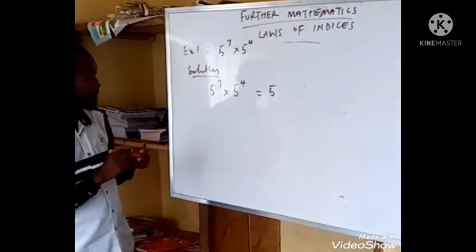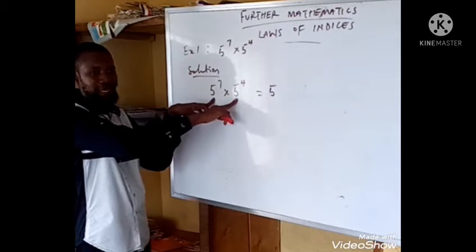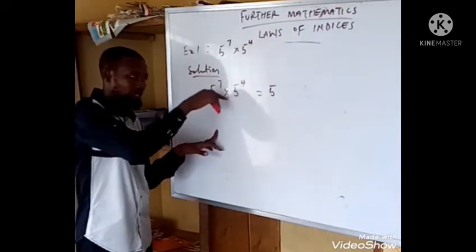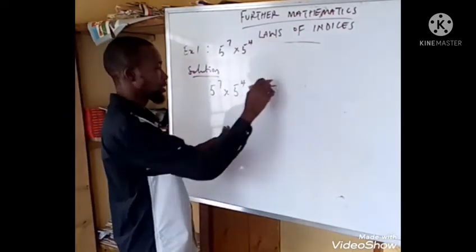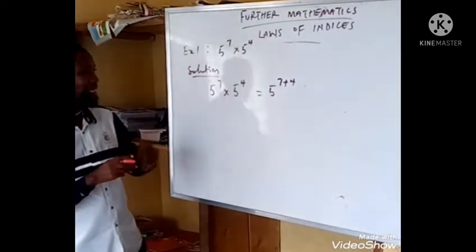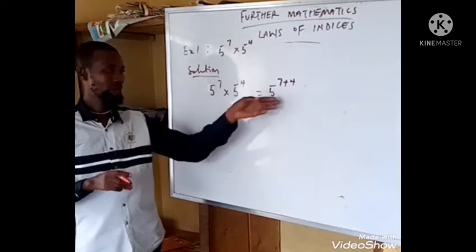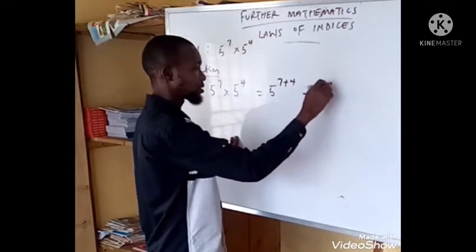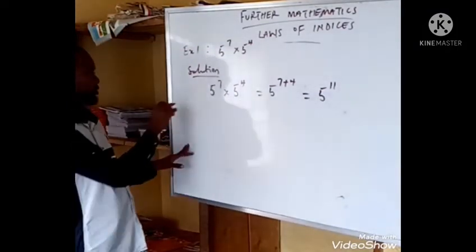But remember, if the way of connecting these two indices is multiplication, multiplication will change its role to addition. And that becomes 7 plus 4. Remember, the addition will be adding the two powers which we have here. And when we sum the two together, the result is going to be 5 raised to power 11. And that is the solution to that.